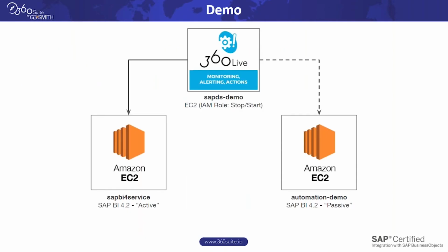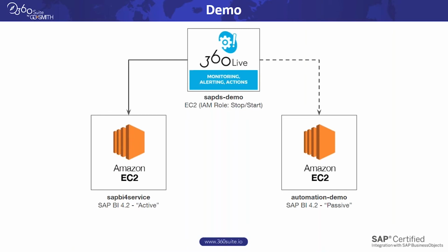So today I have 3 different servers. They are all on Amazon Web Services. They are EC2 nodes. The first one will host 360 Live, and 360 Live will be monitoring my different BusinessObjects environments and all these servers in these different environments. That node has been given a role with the ability to stop and start other EC2 servers.